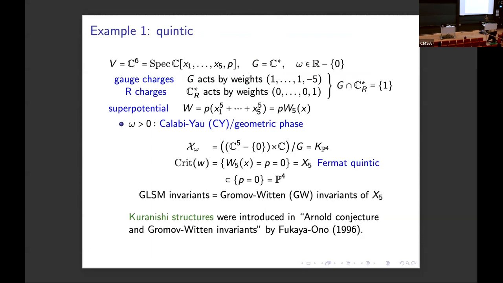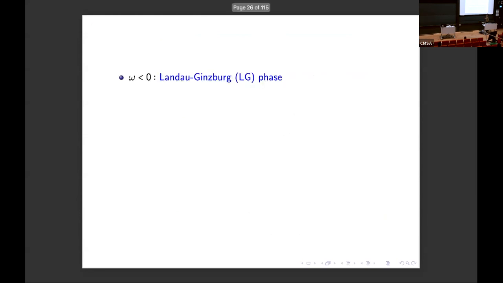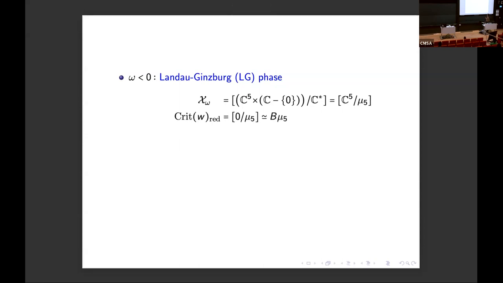So when omega is less than zero, let's go back. When omega is less than zero, then x1 to x5 can be anything, but p cannot be zero. So we can use the C star to scale the last coordinate p to one, and we get the orbifold C5 mod mu5. And the critical point is supported at the origin, but it's a fat point. So the reduced locus is just zero. It's just B mu5.